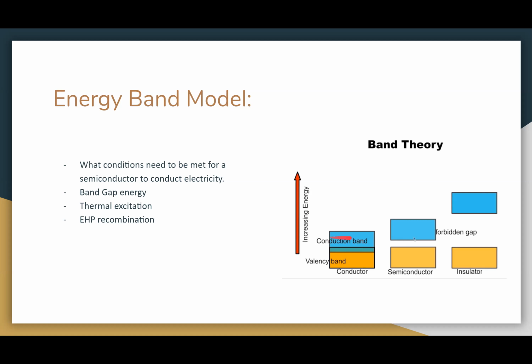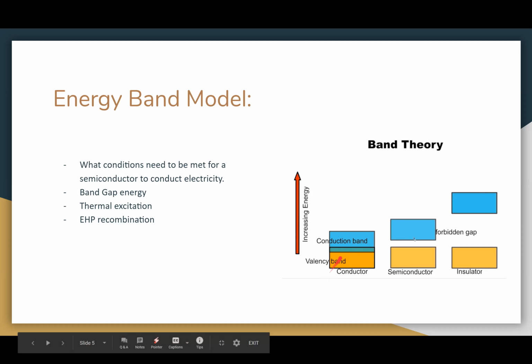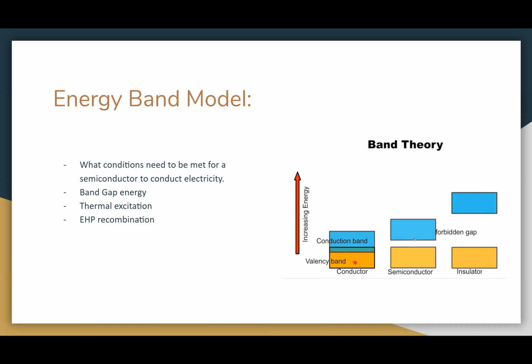So basically, when there's enough thermal energy, it will lead to excitation, and that electron would jump into the conduction band. So the question is, how much energy is required to excite an electron to jump from the valence band to the conduction band? That is the band gap energy. And the band gap energy is the minimum energy required to excite an electron to break from its covalent bond.